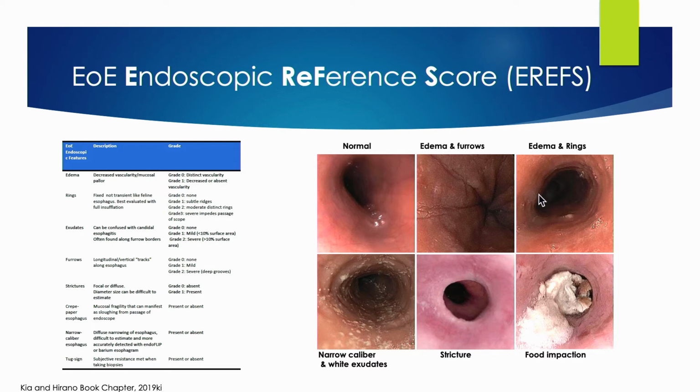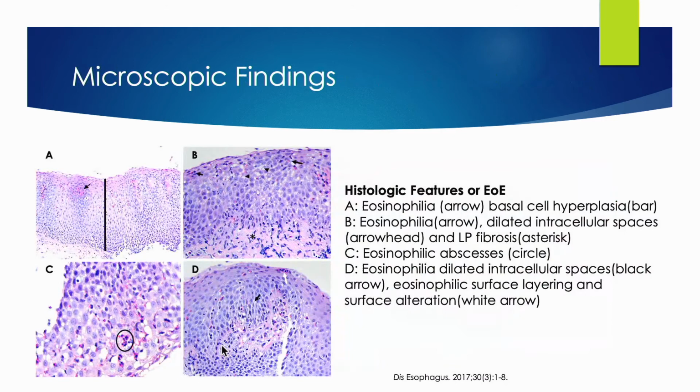There could also be rings that are more fibrostenotic manifestations, as well as strictures. And of course, one of the consequences is food impaction. Patients with advanced fibrostenotic disease often have narrow caliber esophagus, where the esophagus is diffusely narrowed. Other features include crepe paper esophagus, which causes mucosal fragility, and what we call the tug sign, which is resistance that you encounter when taking a biopsy.